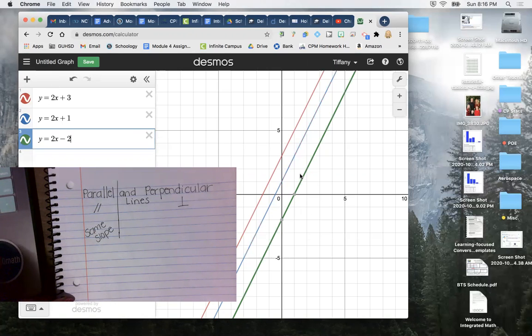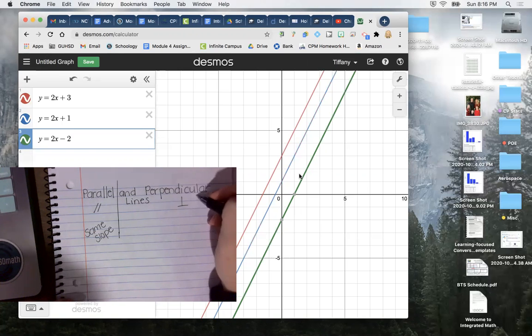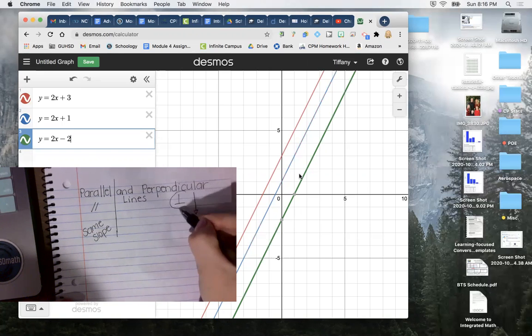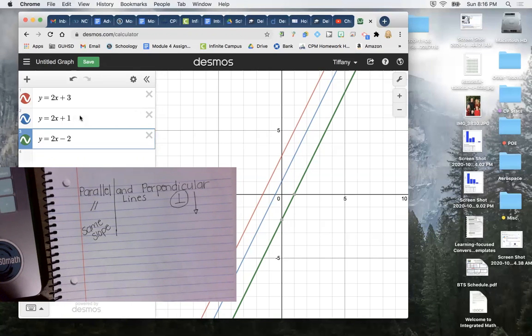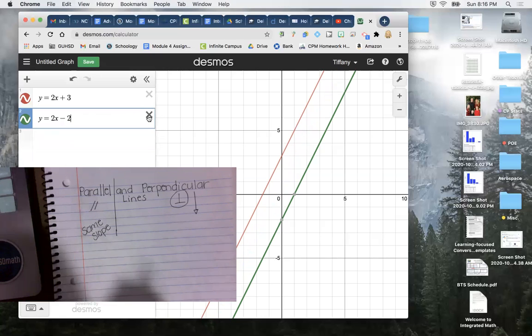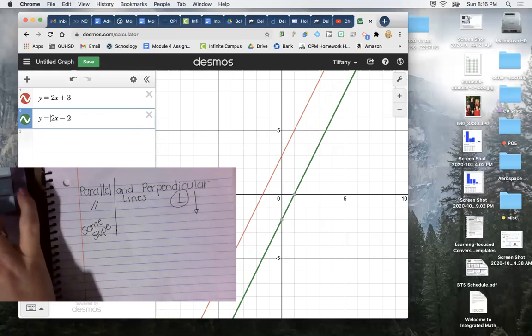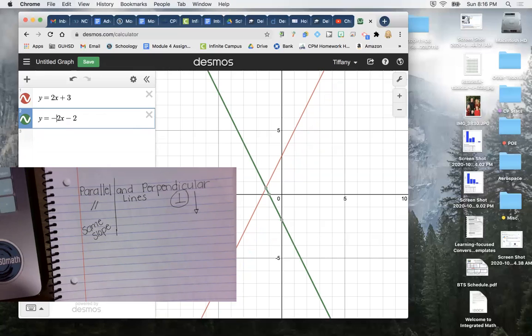Those are parallel lines. Now, perpendicular lines are a little bit more complicated. Perpendicular lines meet at a 90-degree angle. So we see perpendicular lines when we have different slopes. They obviously can't have the same slope. They have to have different slopes. But I might think this. I might think, well, I think that the slopes are opposite of each other. So I'm going to put a negative in front.